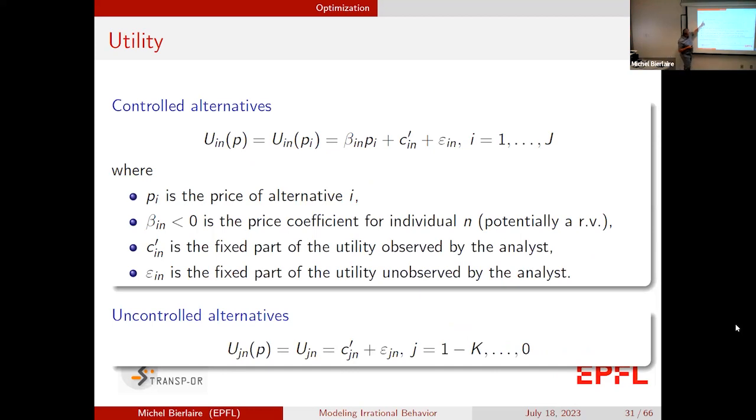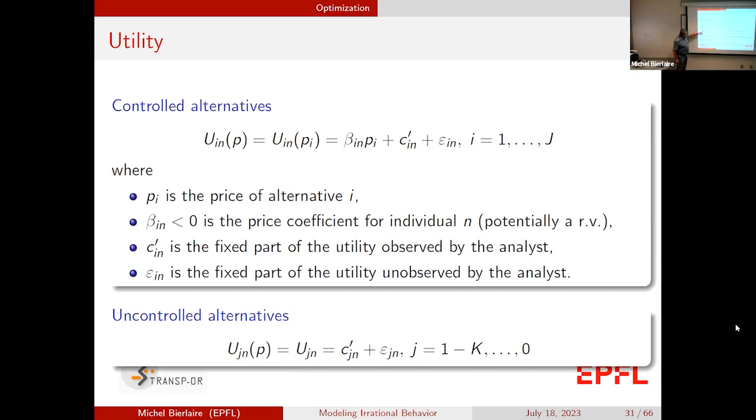So for the controlled alternatives, the utility for alternative i and individual n depends on price. This is my decision variable, the price vector. p_i is the price of this alternative. The utility is linear in price. And then this is everything else that I can observe. From my point of view of the revenue maximization, this is a constant that involves everything else that is not price. And this is the epsilon that I'm not observing.